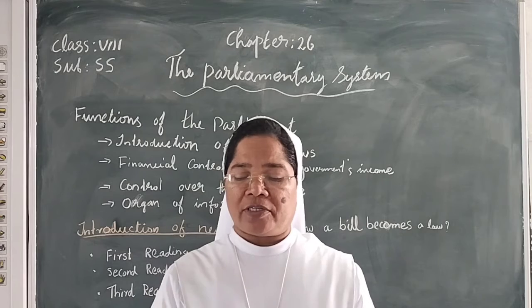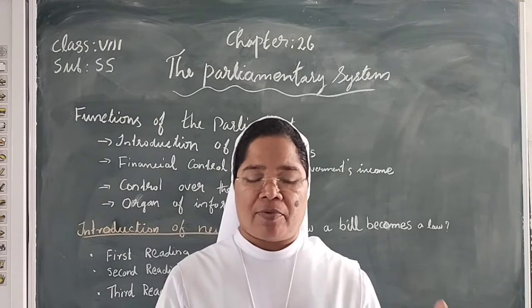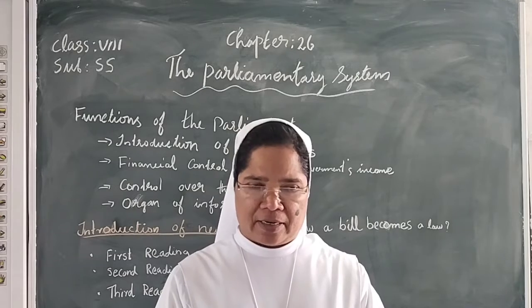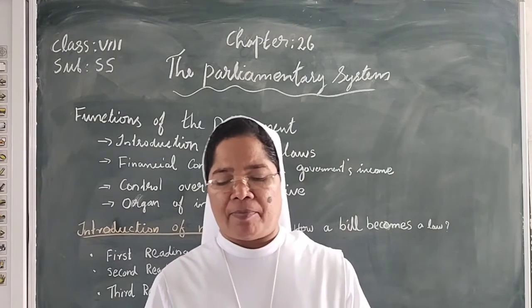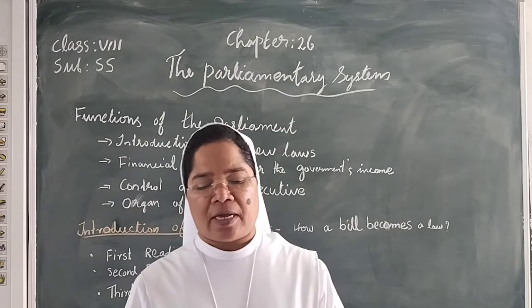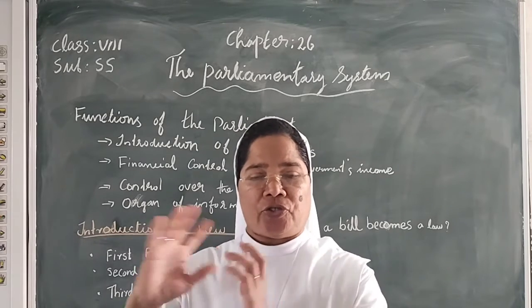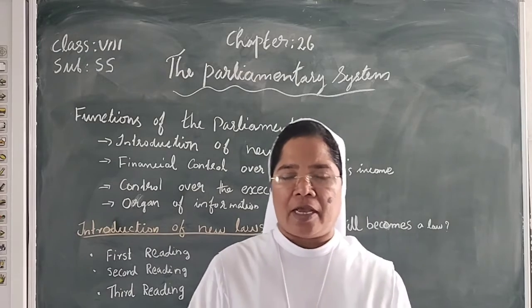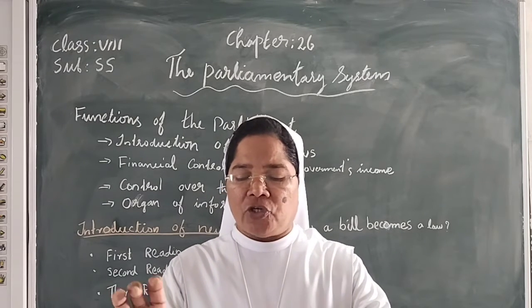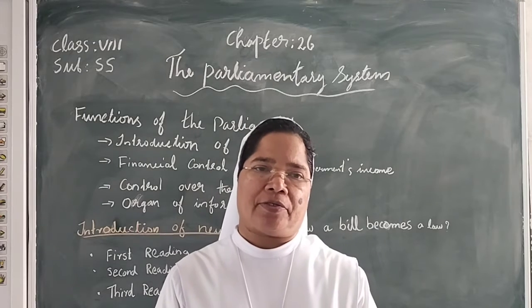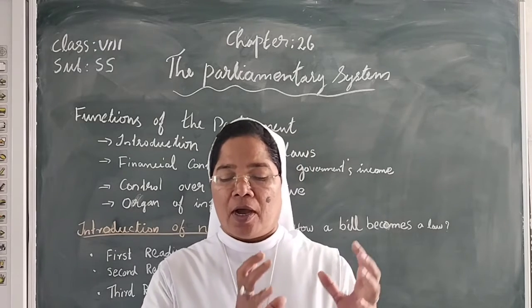Sometimes the bill is sent to a select committee or a joint committee for further discussion. A select committee is a special body which consists of members of the house where the bill originated. If the select committee does not suggest any changes, it will go to a joint committee, which will take a decision together. A joint committee consists of members of both houses of the Parliament.